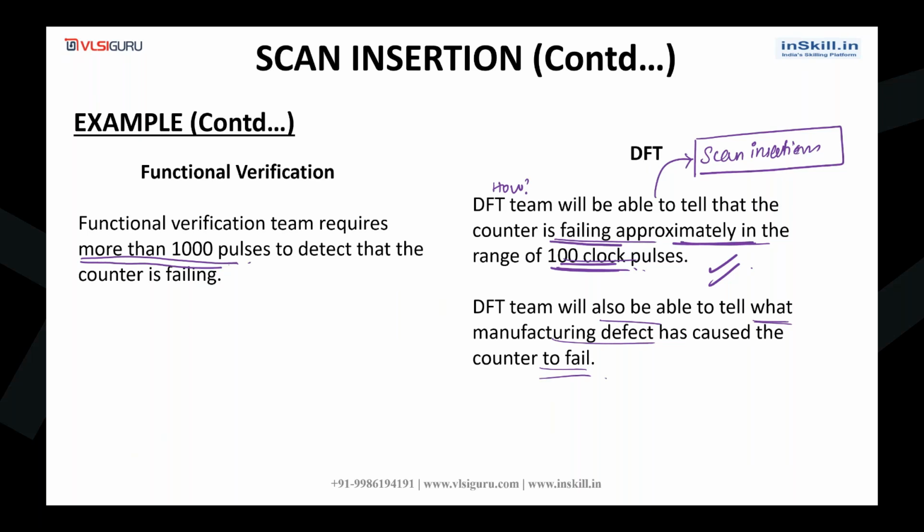We are going for scan insertions in order to easily control and observe our circuit. Because of that, the DFT team will be able to tell that the counter is failing approximately in the range of 100 clock pulses, in significantly less number of clock cycles as compared to the functional verification team.